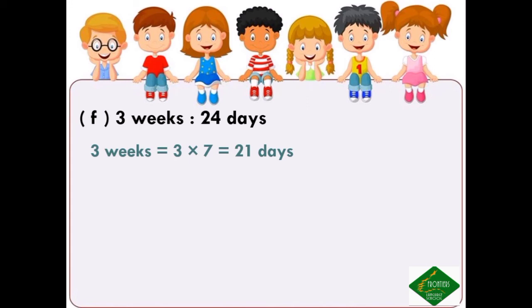So we put the numbers in the same order. So I will write 21 days to 24 days. We have the same unit, I must cross it. Then we have 21 to 24, it's in the table of 3, I will divide by 3, so the answer will be 7 to 8.